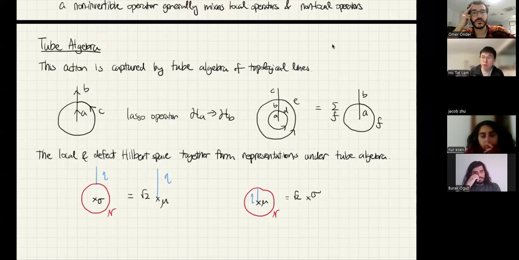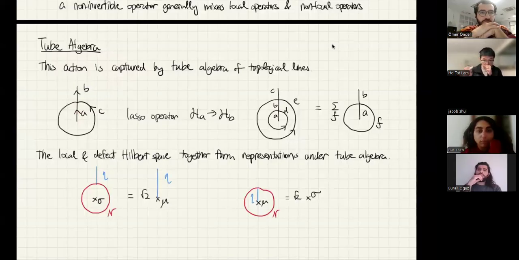So what is tube algebra? Tube algebra is essentially an operator that looks like this. It is an operator that maps you from the A defect Hilbert space to a B defect Hilbert space, through the symmetry action of C operators. And this operator, if you think about it by state operator correspondence, is essentially an operator that maps you from A defect Hilbert space to B defect Hilbert space. And this is what's called a lasso operator. It's like a lasso. You can shrink it, and then it will map you from A to B defect Hilbert space.